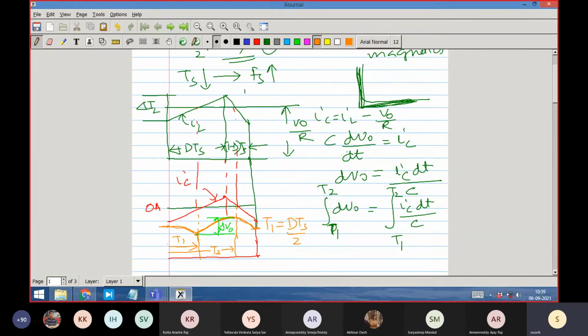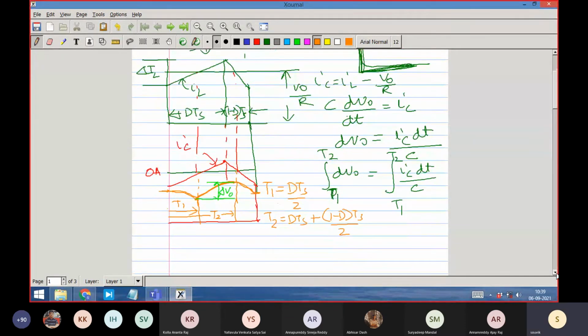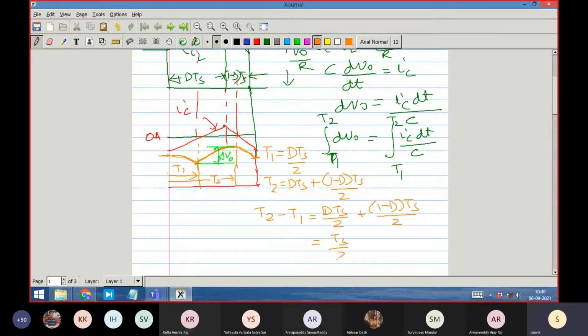Similarly, T2 must be equal to what? dTs plus half of that remaining period, (1 minus d)Ts by 2. Okay, so T2 minus T1 is how much? dTs by 2 plus (1 minus d)Ts by 2. So it is equal to Ts by 2.